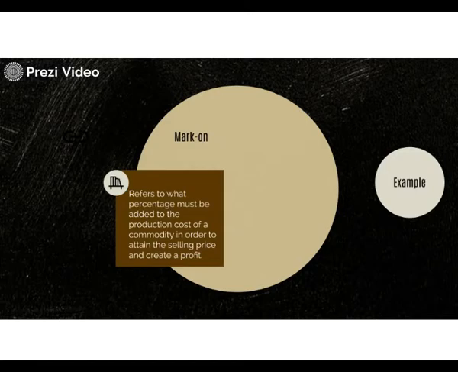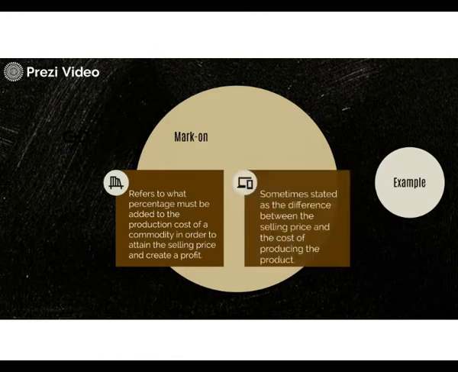So what do we mean by the words selling price and cost price? When we say cost price or cost of production, it is the price a merchandising business or retailer pays for a certain product. While when we say selling price, it is the price for which a merchandising business or retailer sells a product to a customer. So mark on is stated also as the difference between the selling price and the cost of production. So let's give an example for mark on.